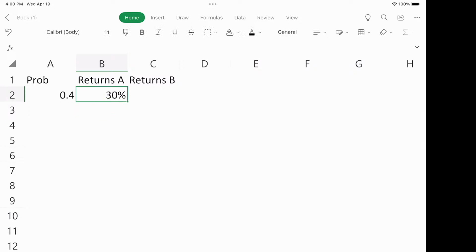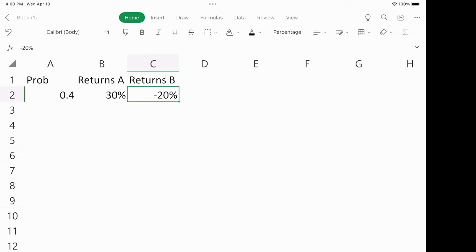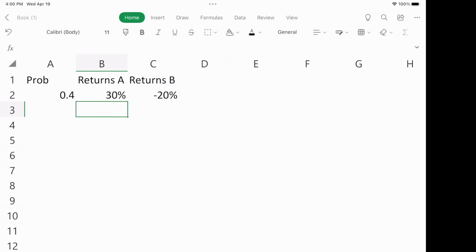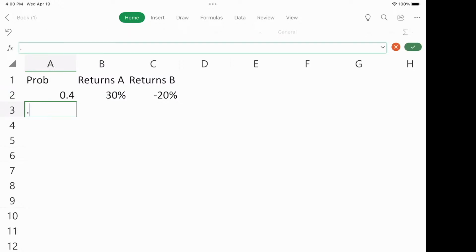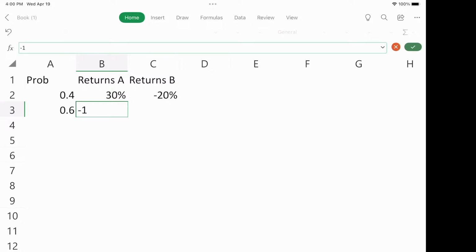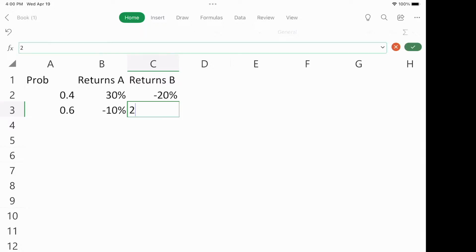And B is negative 20%. I think I need to make them decimals. So 0.3, negative 0.2. Now it thinks it's a percentage. All right, it's fine. And then here is a 60% chance in the second state, or the bust state, and that was negative 10% and 25%.